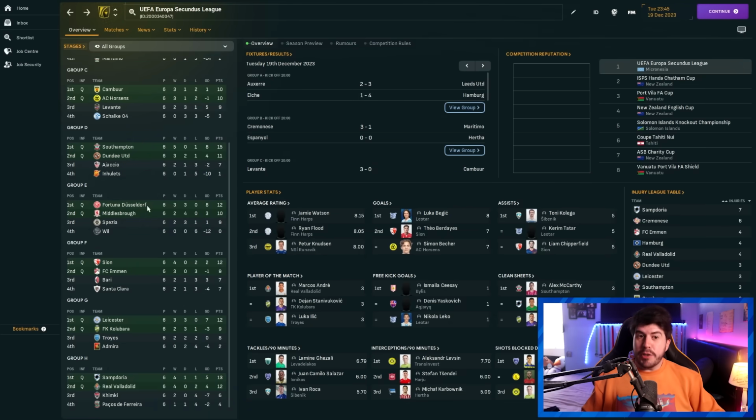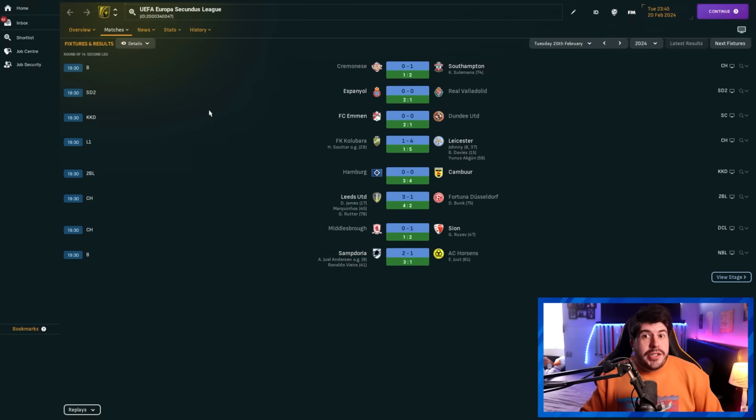So actually, a few surprise exits. A lot of French sides didn't do as well as I thought. All the Italian clubs, honestly. So the round of 16s are done and dusted. Southampton with a 2-1 victory. Espanyol sneak through. FC Emmen end up taking out Dundee, but they do move through to the quarterfinals. Leicester, despite only winning 1-0 in the first leg against Kolubara, do get through in the end.